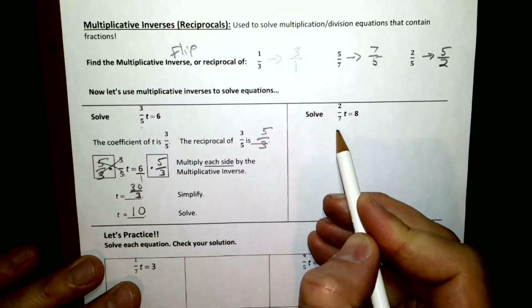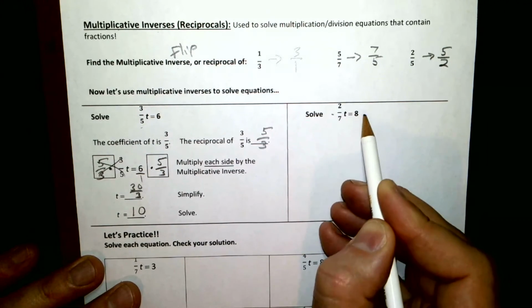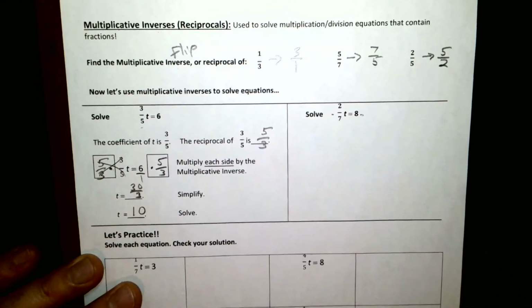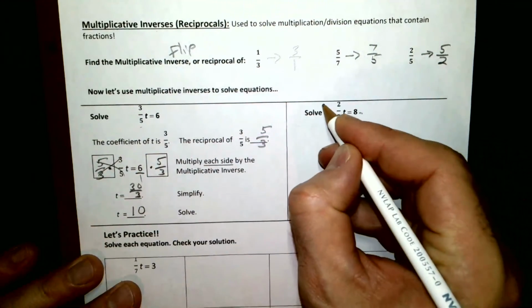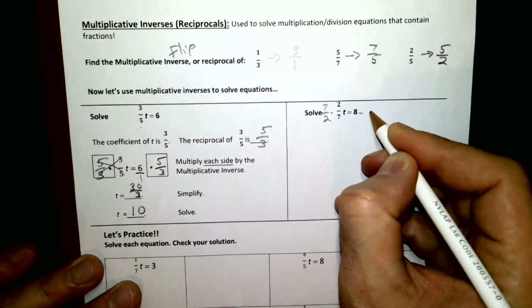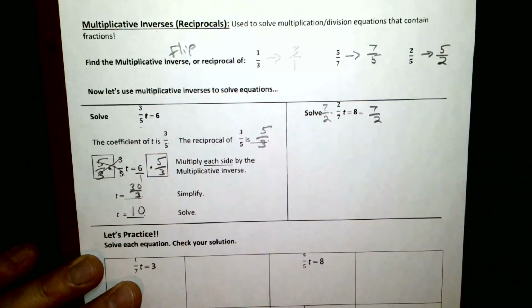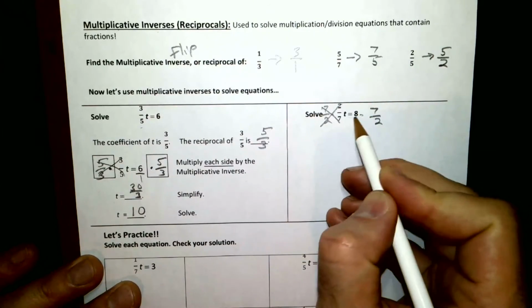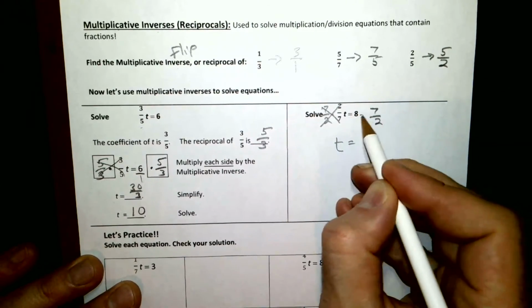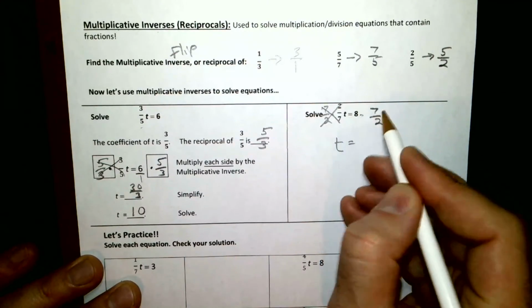Go ahead and try this one right now. What are you going to multiply each side by to isolate the variable? Hopefully you said the reciprocal of 7 over 2. That's going to get t all by itself. It's going to get rid of that coefficient. Now you have to figure out what t is, you just have to multiply these two numbers.